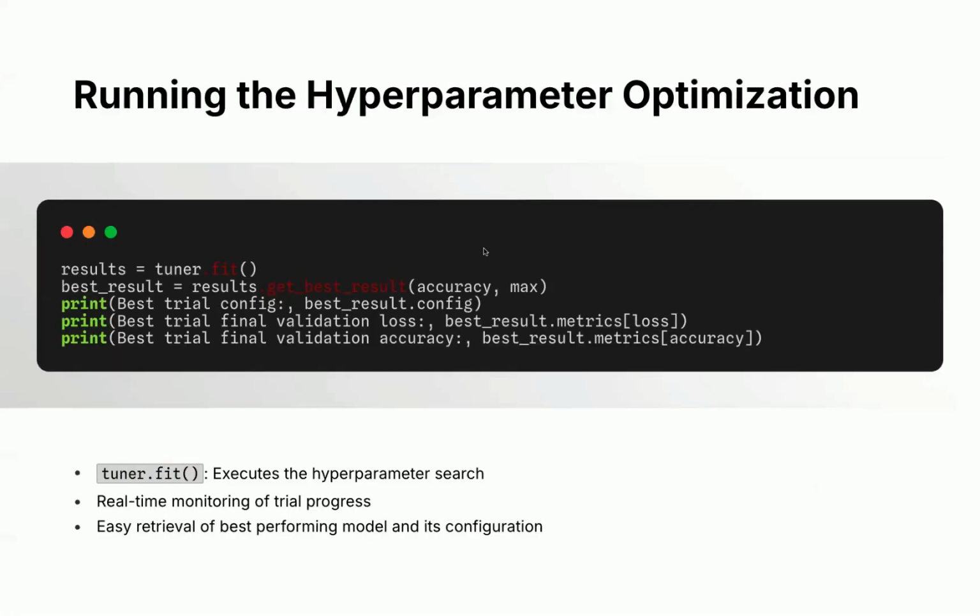And then to run the actual hyperparameter optimization, we basically just use tuner.fit and we collect the best results. And then at the end, we can print the best trial configuration and the final validation loss and the validation accuracy for the best set of hyperparameters. So you can also plug this into TensorBoard, which we talked about last time. So you can view the results live via TensorBoard.